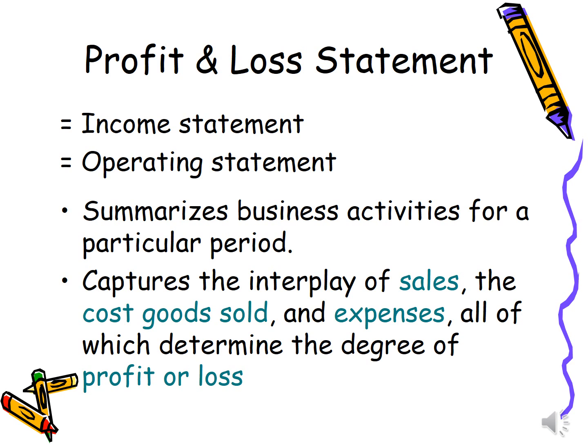The profit and loss statement is sometimes called an income statement or operating statement by different people in the industry. The P&L statement summarizes business activities for a particular period. Usually the period could be a quarter, so four times a year, or it could be an annual profit and loss statement that summarizes activities for the entire fiscal year. The P&L statement captures the interplay of sales, cost of goods sold, and operating expenses, all of which determine the profit or loss that the company achieves.